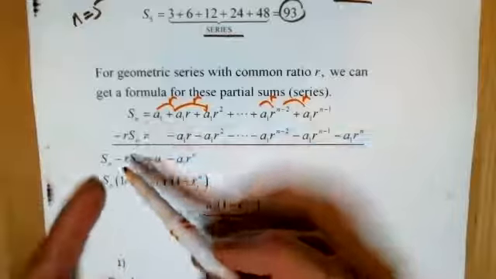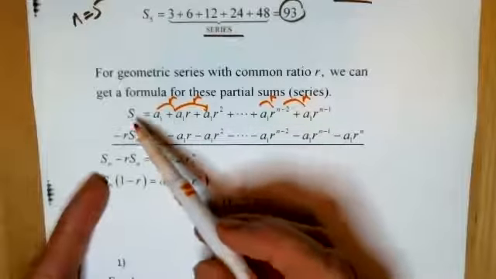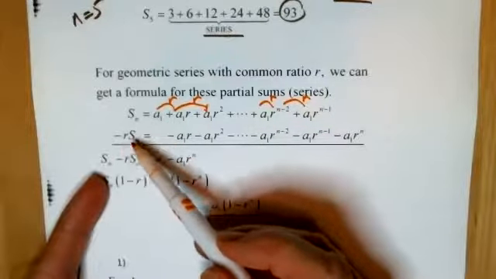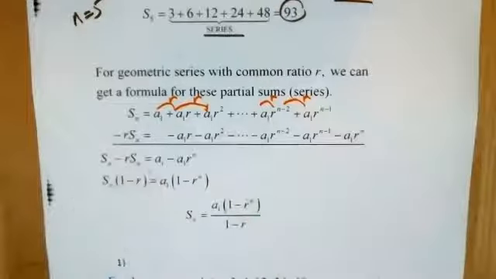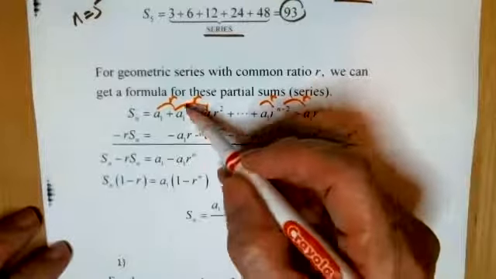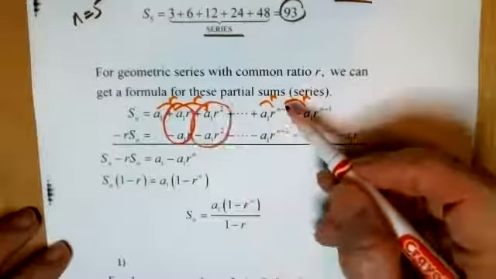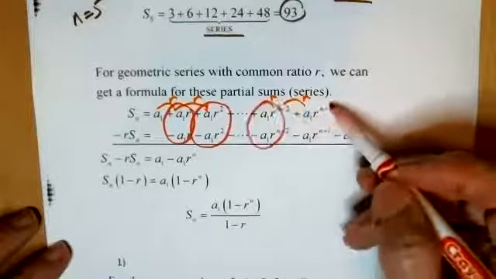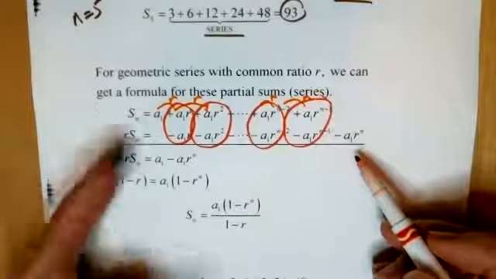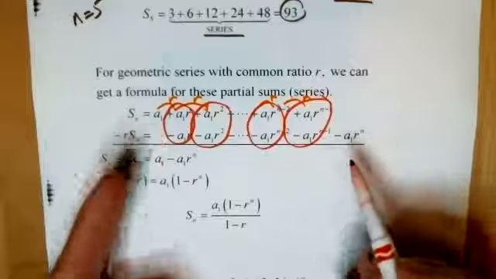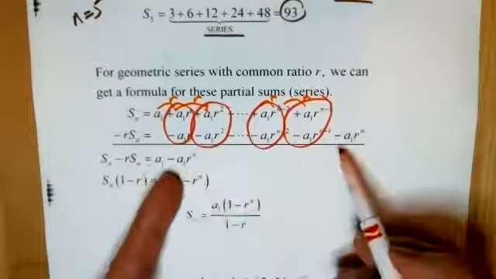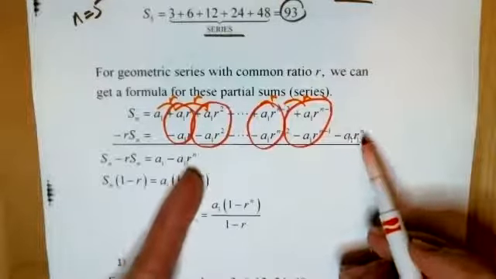And what I want to do is add these. So S sub n minus r S sub n is equal to, and again, we have this pattern showing that all of these middle terms are exact opposites. All of them will go away. And the only thing we're getting is the first term and the last term. So we've got a sub 1 minus a sub 1 times r to the n.